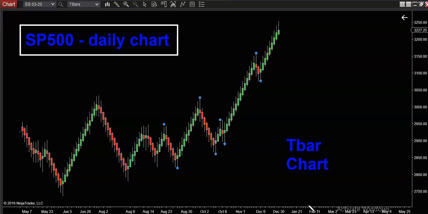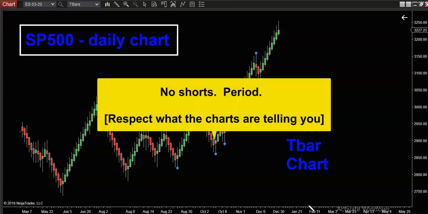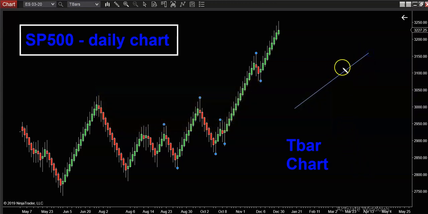What jumps out at me is there were no short signals whatsoever. When you're looking to go short, you're essentially drawing a trend line like this, and you're waiting for price to smash through like this. Make sense? Now, if you look at the S&P on a daily T-bar chart, if we tried to do that, nothing.